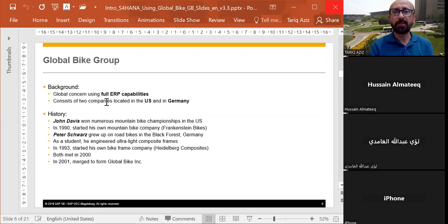Now, there were two guys, one is John and one is Peter. John was a champion in the United States, and he started his own company. They call it Mountain Bike Company. And Peter was a student in Germany. As a student, he did his final year project to make an ultra lightweight frame of the bicycle.